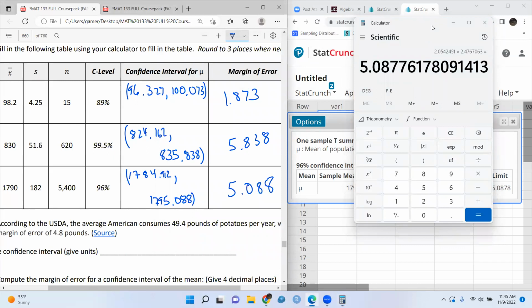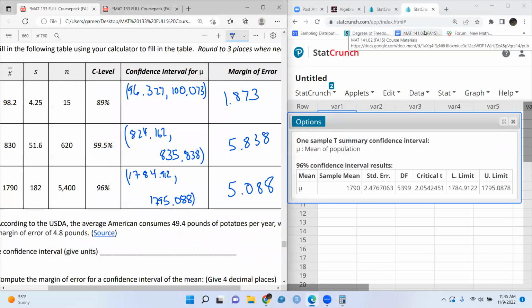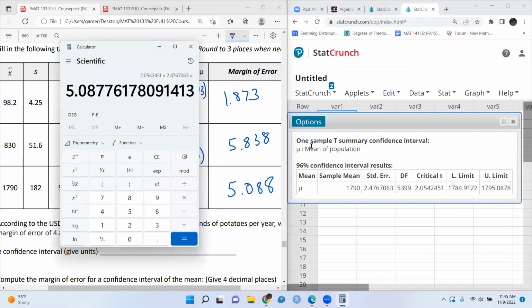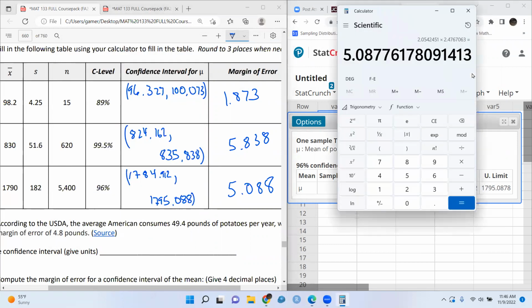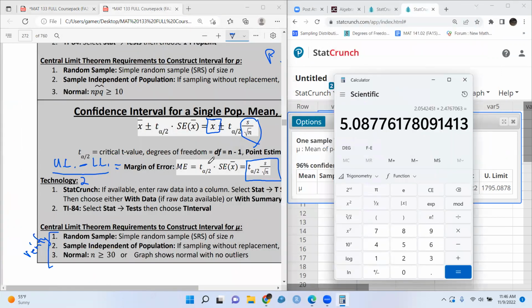Eric, you multiply the critical value and the standard error. I did. Did we get the same number? I thought we divided. Well, if you're using the critical value and the standard error, you multiply them. Okay, that's what I did wrong.